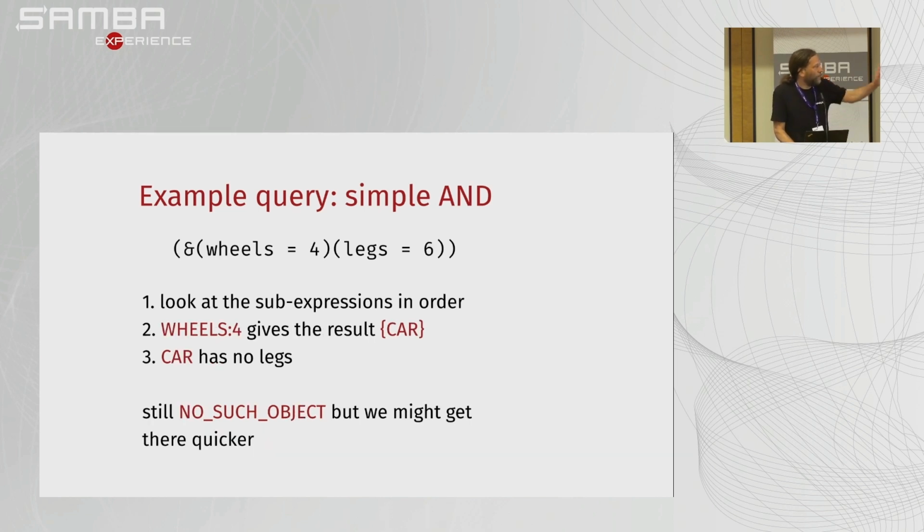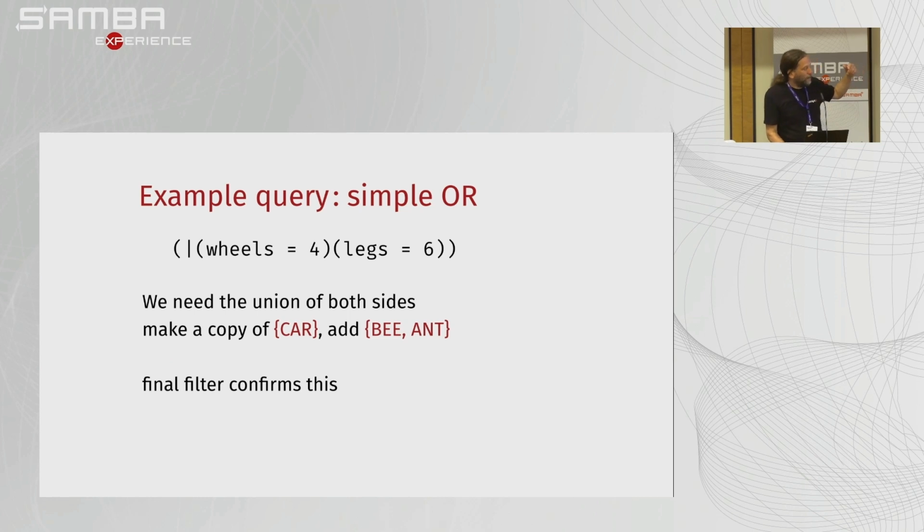And if you switch the arguments around, it does the same thing, except when it finds wheels 4, it gets 1 result, and so it makes the filtering at the end faster, because it only has to check 1 thing, and it finds it hasn't got 6 legs, and then it can return quicker. Now, when you're talking about the difference between 1 object and 2, it's not much, but when you get to bigger amounts, it's quite a bit, which I'll get to later.